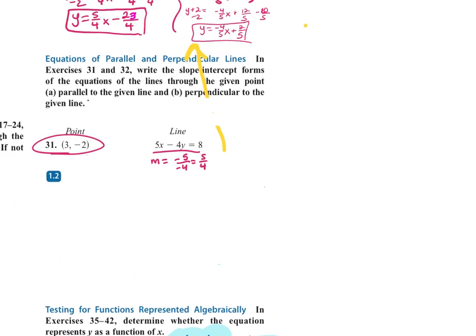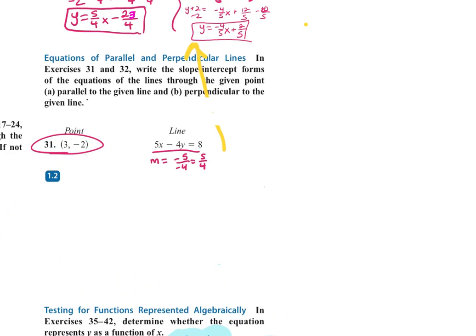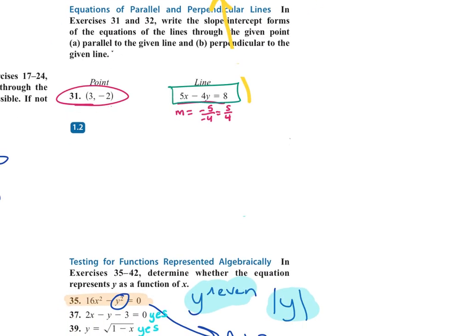Okay, so 31 says, write the slope-intercept form of the equation of the line through the given point that is parallel and then perpendicular. So here's the point you're given, and the line you're given. From this equation, we needed the slope. Remember, the shortcut is negative a over b. So it's negative 5 over negative 4, which is 5/4. If you forget that shortcut, you need to take that equation and solve it for y so that you know what your m is. That would be the worst thing you could do, mess up the m from the beginning, because then you use it wrong twice.